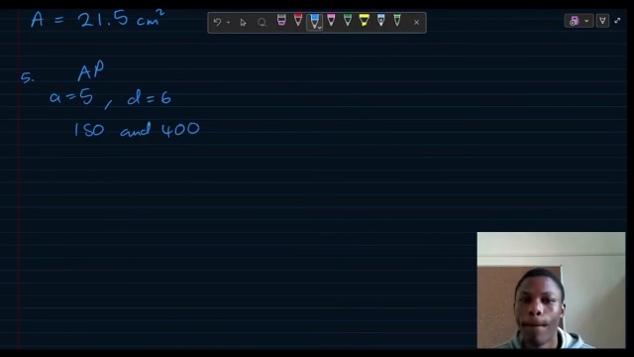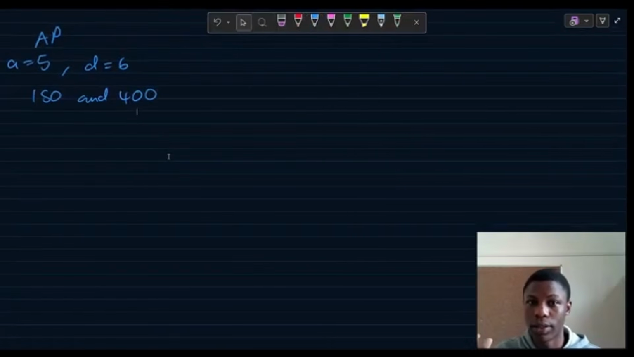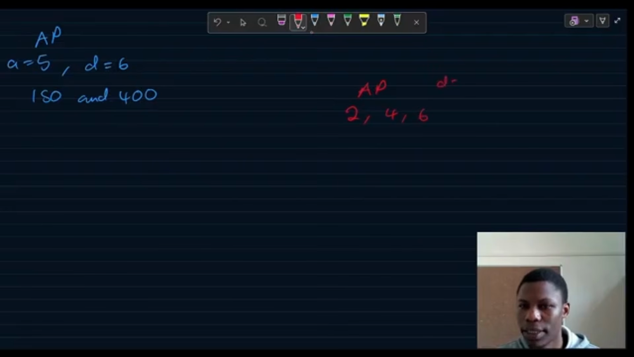Okay, so let's just digress for a little bit so we can actually understand what on earth is going on here. If I gave you an arithmetic progression that starts with the term 2, and then goes on to 4, 6, clearly our common difference is 2, then 8, 10, 12, 14, and it continues to go on.